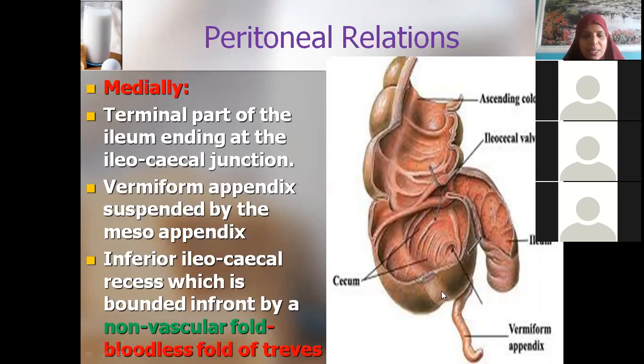Okay, so we also have, I told you, a recess. The inferior ileocecal recess is actually lying at this point. This point I discussed when I was talking about peritoneum. So actually here we will have a non-vascular fold of peritoneum, which is given a special name, the bloodless fold of Treves. Bloodless fold of Treves. That means along this fold of peritoneum, we do not have any blood vessel entering.